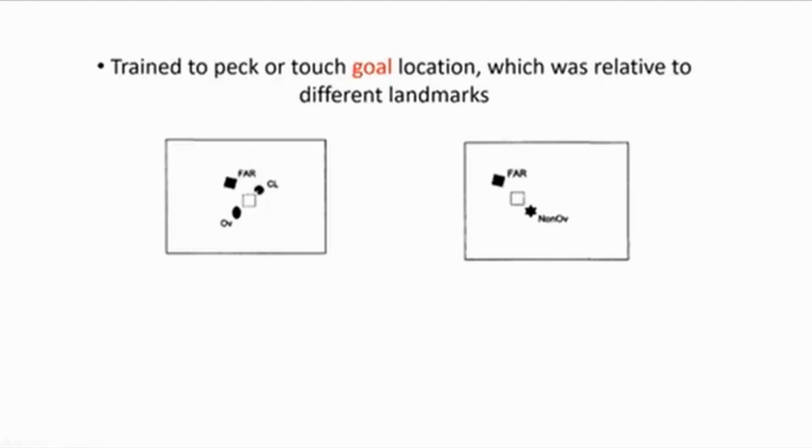So what this experiment would look like is that we have a touch screen, and on that screen we'd be shown a couple of landmarks, and based on those landmarks, the participants, whether they be pigeons or humans, would get reinforced if they pecked or touched this white square in the middle. That white square is our goal location. So the goal here was to locate and remember that position.